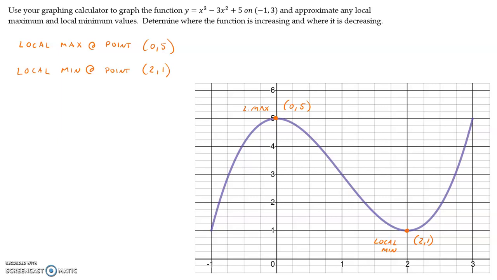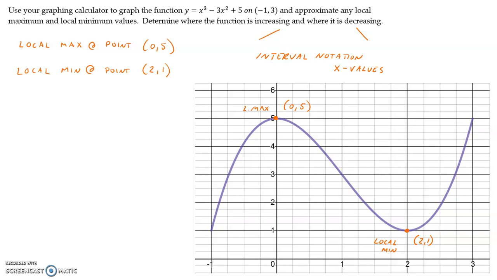The second part of our question is going to ask us to determine where the function is increasing and where it's decreasing. Keep in mind that when we're working with increasing and decreasing portions, increasing is where our graph is going uphill as we look at it from left to right. Decreasing is where it's going downhill as we look at it from left to right. For both of these, we want to use interval notation. Remember that you're going to be looking at the x values over which this occurs.